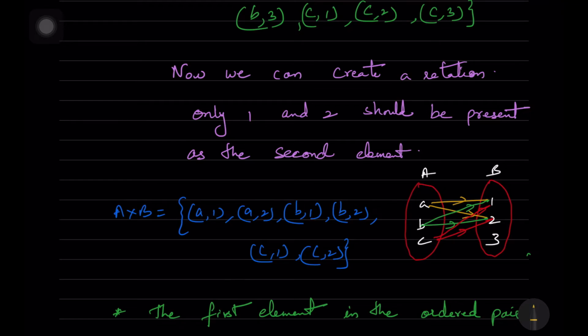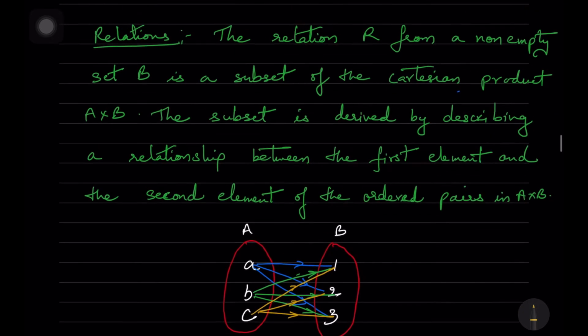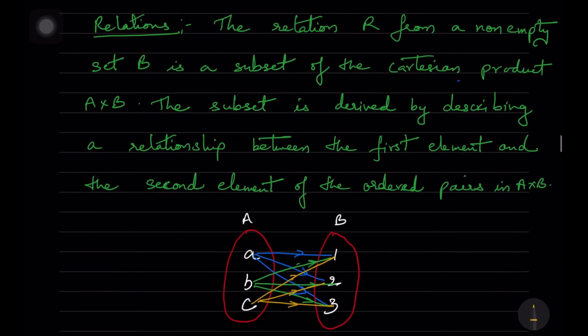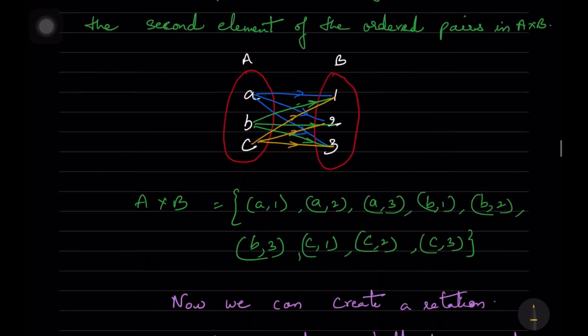Set B is containing 1, 2, 3. But whenever we are taking elements of B, we want only 1 and 2. So it is a subset of set B, isn't it? So here you can see, a relation R from a non-empty set A to a set B is a subset of the Cartesian product A cross B.